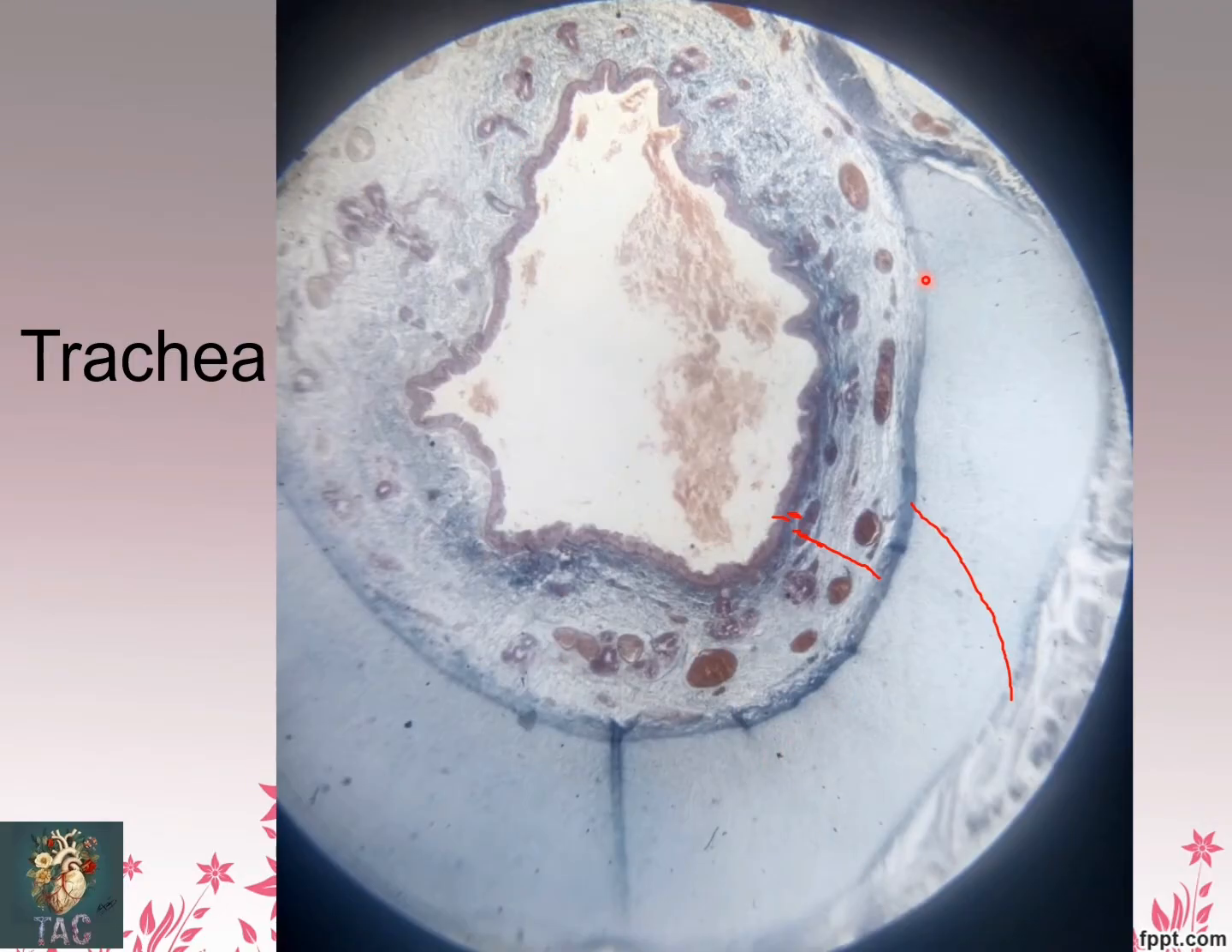So you can appreciate this is the C-shaped end of the cartilage, and here you can also see the trachealis muscle, which is present as well. And outer to this cartilage you can see over here, this is the adventitia, which is loose connective tissue. So this is the slide of the trachea at lower magnification, in which you can see the complete lumen of the trachea with the mucosa, with the submucosa, with the hyaline cartilage, with trachealis muscle as well, and adventitia.